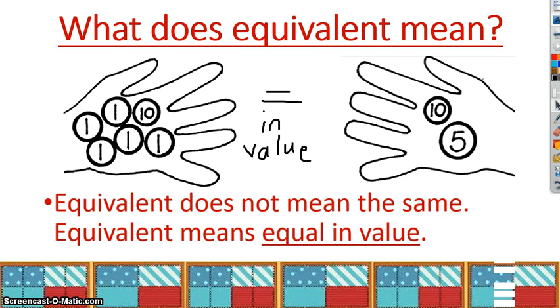Equivalent does not mean the same. It doesn't mean that you have the same exact numbers or same exact individual values, but it means that you are equal in value. What one ratio says is equivalent, is equal in value to the other ratio, just like these amounts of money were equal in value.